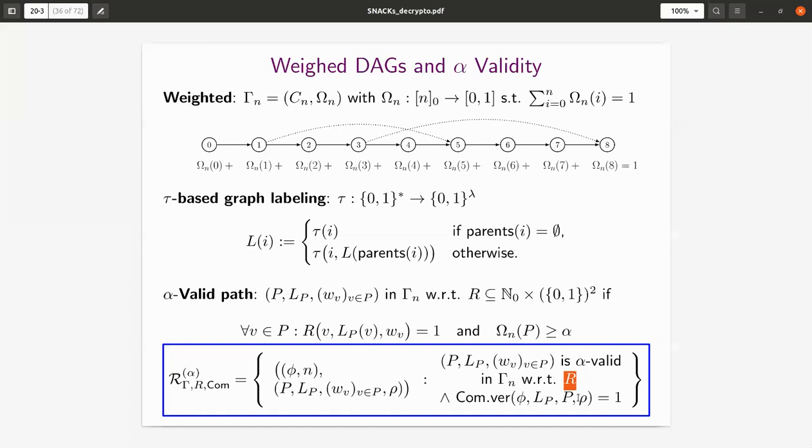So if the path has nodes 1 to 5, rho will contain an opening of the commitment of 1 to 5. Okay. So this is the language that we will care about for the proof of sequential work, and also for the SNACKs. The pairs it commits to. It has the commitment and the length n of the chain, essentially.